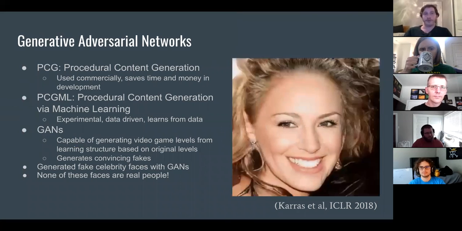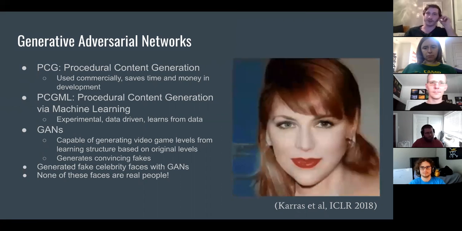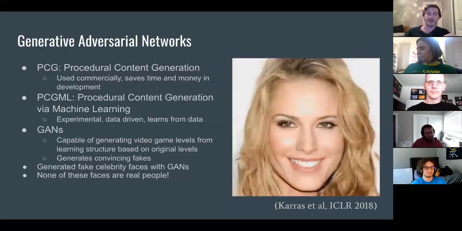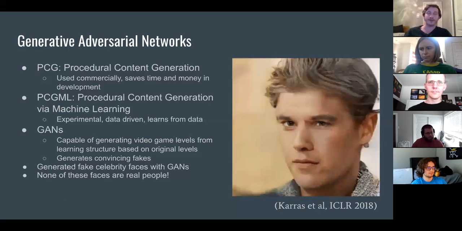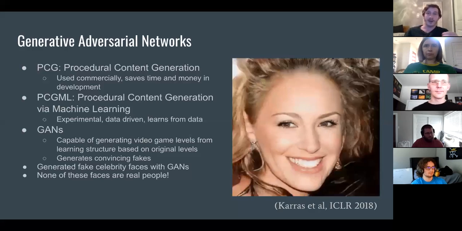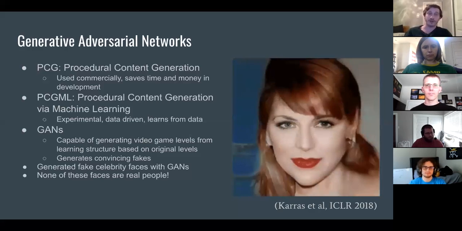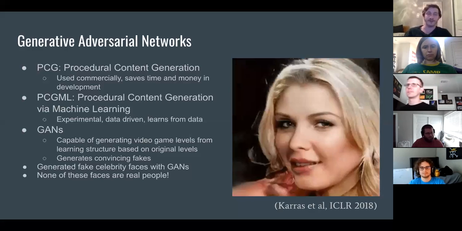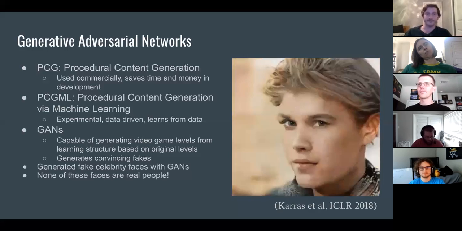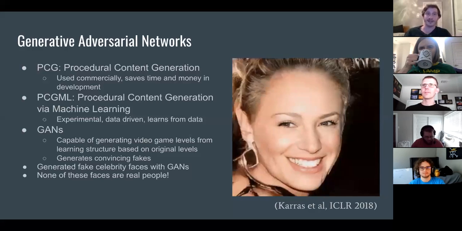So before we talk about generative adversarial networks, we need to talk about procedural content generation. It's used commercially, and it's pretty much a way of algorithmically creating levels and rules for video games to save time and money during development. Another way of doing that is through machine learning, with procedural content generation via machine learning, which is still experimental and data-driven, where it learns the structure of the levels from the data that gets passed in as a training set.